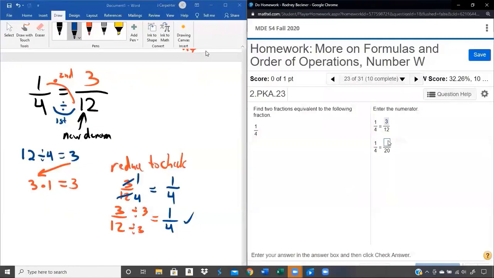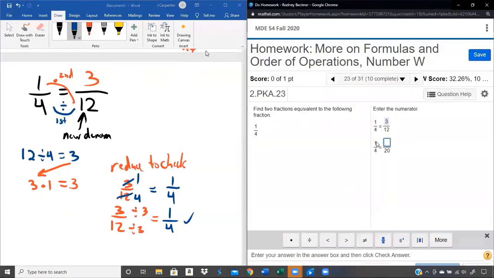So we did that, but then, oh no, they gave us another one. Find two fractions equivalent to 1/4. So now they want to know 1/4 would be equal to what over 20? So maybe we're adding or subtracting, and our new denominator needs to be a 20 so that they all match and thus all able to add or subtract. LCDs aren't needed for multiplying and dividing, just adding and subtracting.